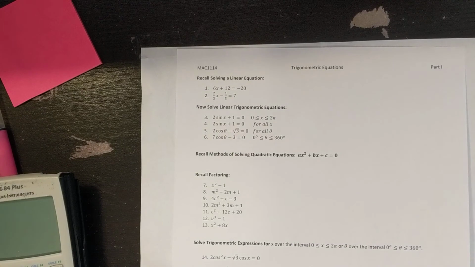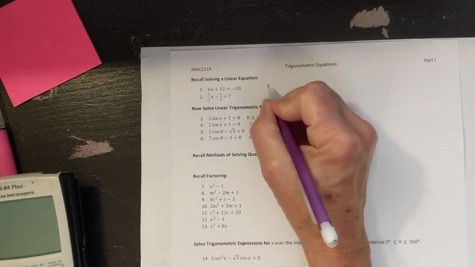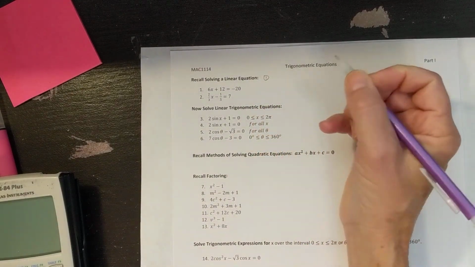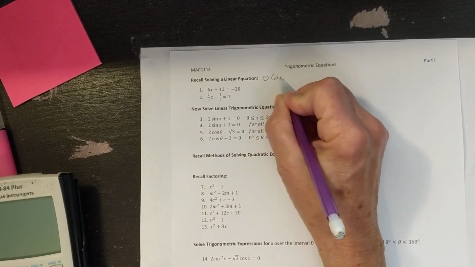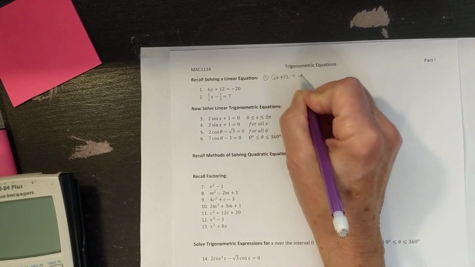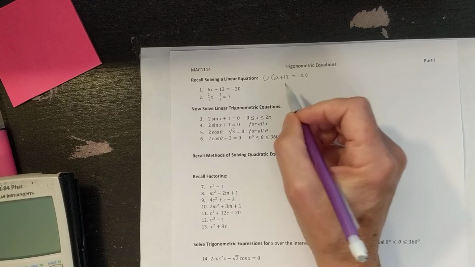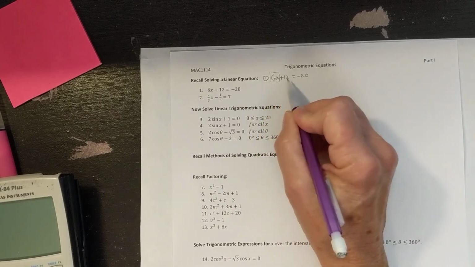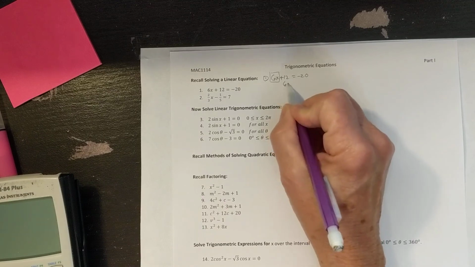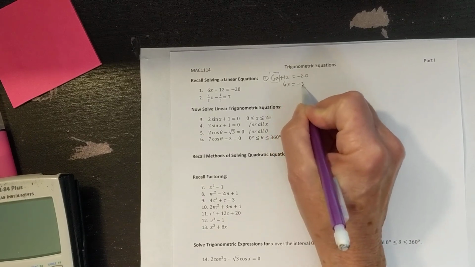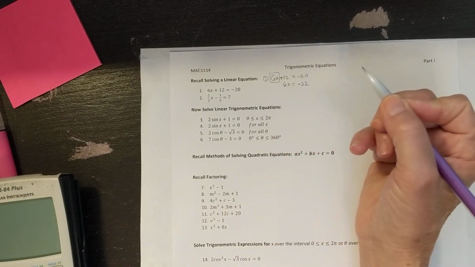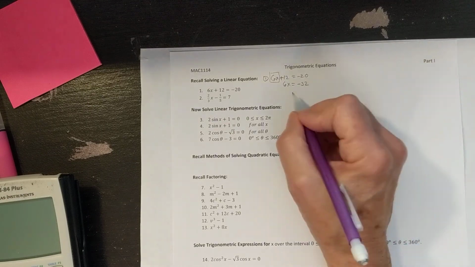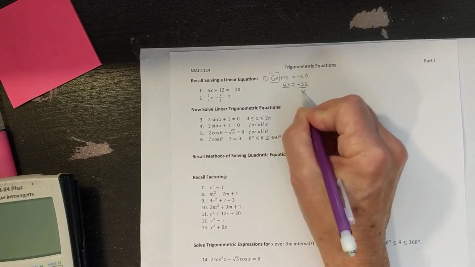Just as a little warm up, let's solve these linear equations. Number 1 goes like this. 6x plus 12 is negative 20. To solve a linear equation, you want to get x by itself. So we begin by subtracting 12 from both sides. You get negative 32 on the right side, and then you divide by 6.